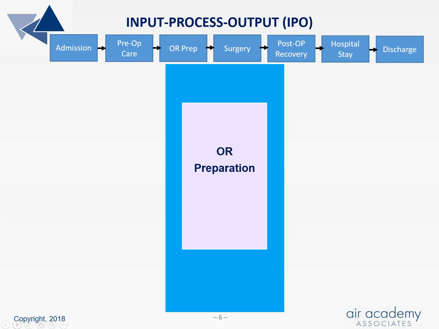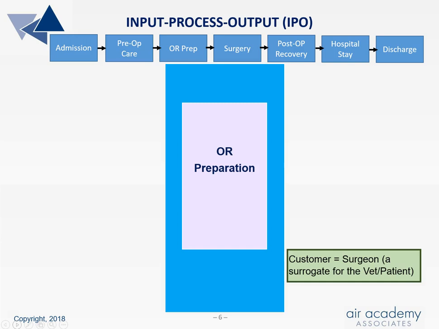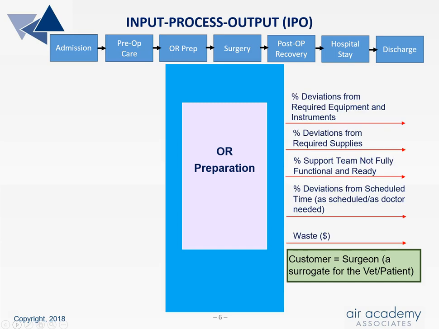So, looking at the OR preparation IPO, after labeling the process, we can ask ourselves, who is the customer? The ultimate customer is the patient. In this case, the surrogate for the patient is the surgeon. The customer may not have a clue what is needed to prepare the OR room for surgery, so we rely on the surgeon to know what is needed. The surgeon is going to want the correct supplies, equipment, and tools, as well as qualified team members who are ready to go to work.